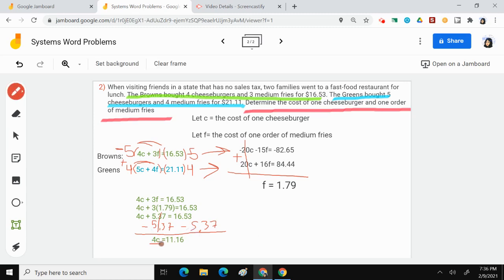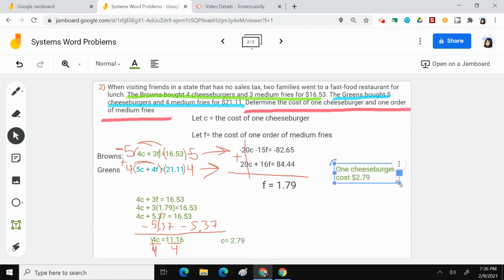And on my final step, I'm going to divide both sides by 4. And I get the cost for a cheeseburger to be $2.79, which also can make sense. All right. So my answer is one cheeseburger costs $2.79, and one order of medium fries costs $1.79.